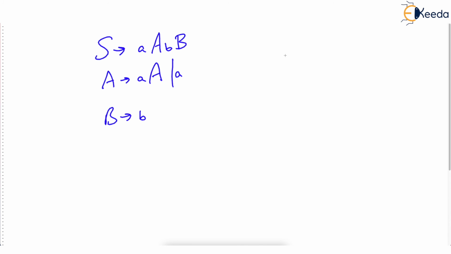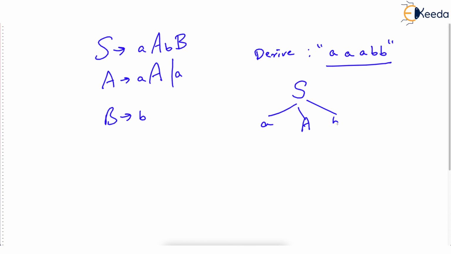As an example, I am writing a grammar which is not in CNF. Say, S derives AABB, A derives AA or a, and B derives, let's say, b. And we are asked to derive a string, let's say a, then a, then one more a, then b, then b. Maybe this time I am correct. I want to derive this string. Now, if I draw a parse tree, S can give me A, A, B, B. Straight away you see that the root S is having four children.